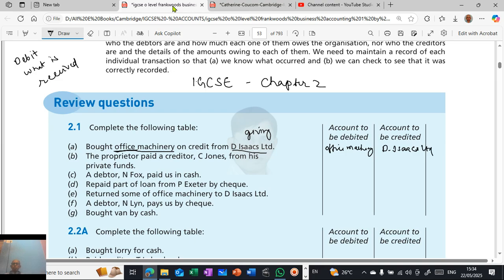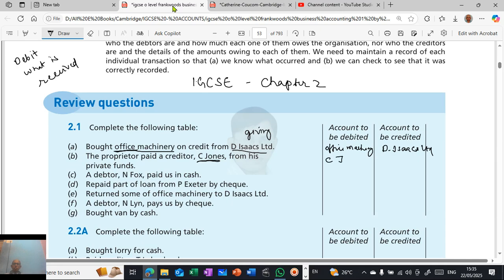The proprietor paid a creditor C. Jones from his private funds. So what's happening here? The owner is paying out of his private funds. So money is going out, but who is receiving? Creditor Mr. C. Jones is receiving. So C. Jones account will be debited. Why? He is receiving.